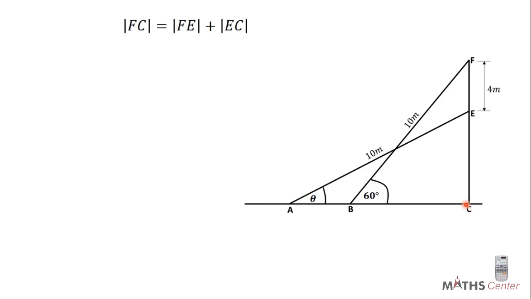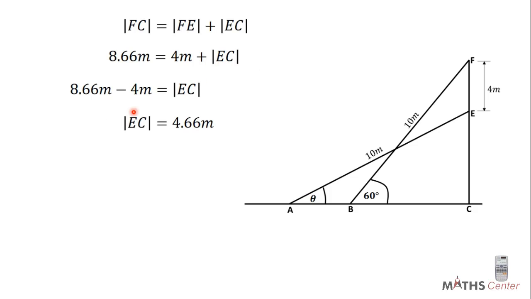We know from this diagram here that from F to C is equal to FE plus EC. We have found FC to be 8.66 meters. We know that FE is equal to 4 meters. So we have 8.66 meters is equal to 4 meters plus EC. And this will give us EC to be 4.66 meters. So it means that we have been able to find EC as 4.66 meters.